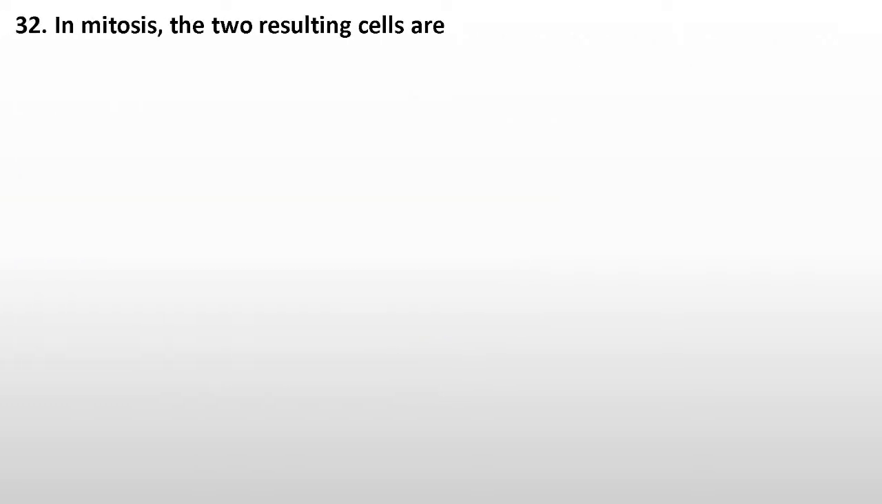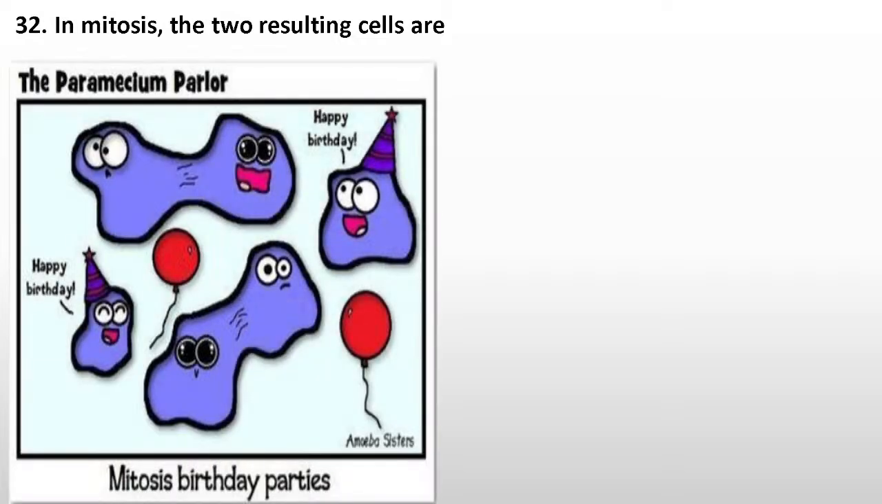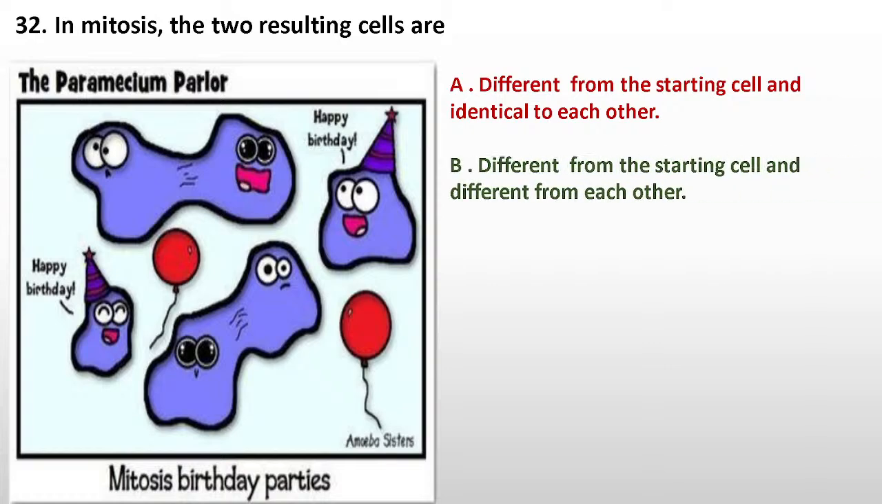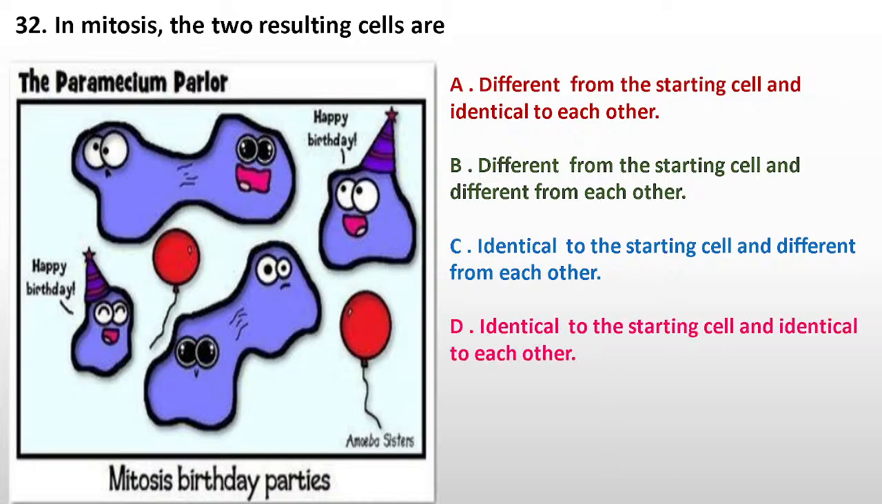Going again, question number 32. In mitosis, the two resulting cells are dash. A. Different from the starting cell and identical to each other. B. Different from the starting cell and different from each other. C. Identical to the starting cell and different from each other. D. Identical to the starting cell and identical to each other.